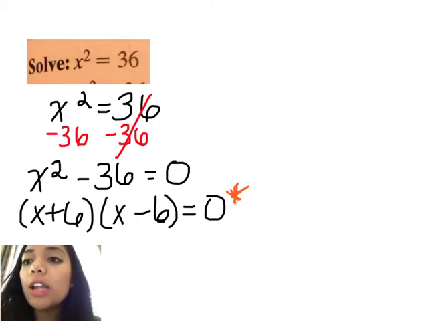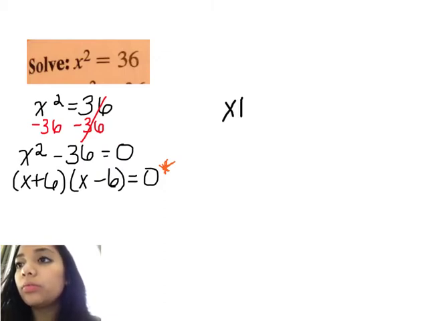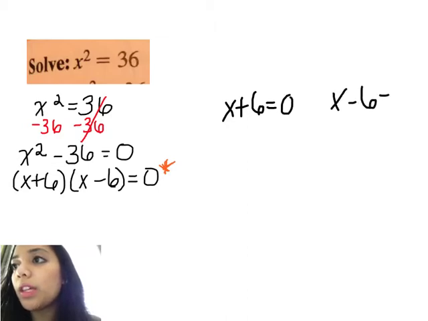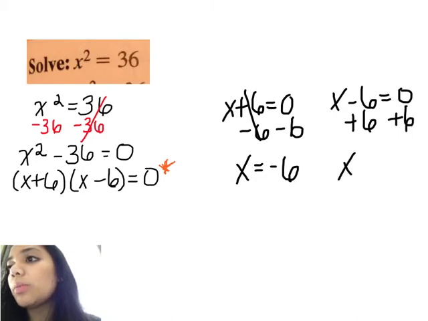So now I just have to split it up, and so I'll have x plus 6 equals 0 on one, and x minus 6 equals 0 on the other. So on this one, this is obvious. I subtract 6, so x equals negative 6. On this one, I add 6, so x equals positive 6.